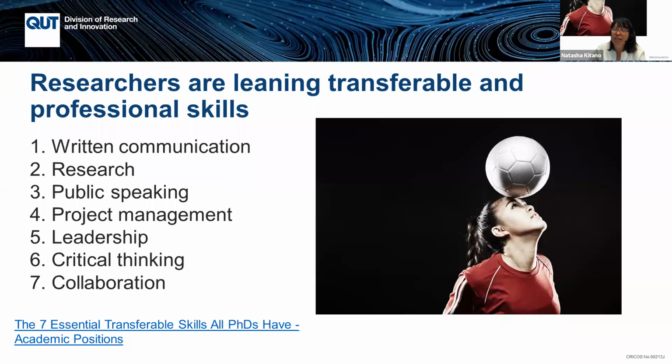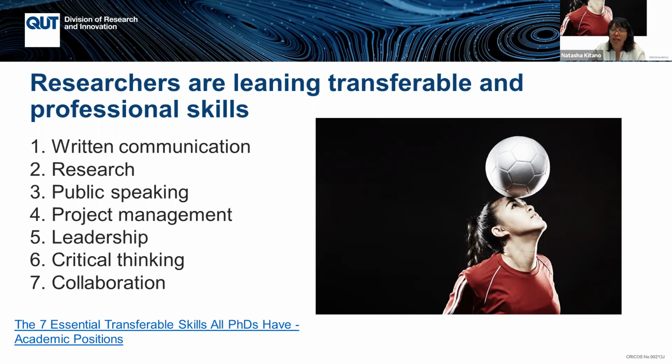And the number 7 is collaboration. So obviously writing is a solo project, but you still need to work with others or deal with other people often. Throughout your candidature, you'll be doing experiments, preparing a journal. It's teaching you to get along with others, to communicate effectively, and also to resolve conflict.